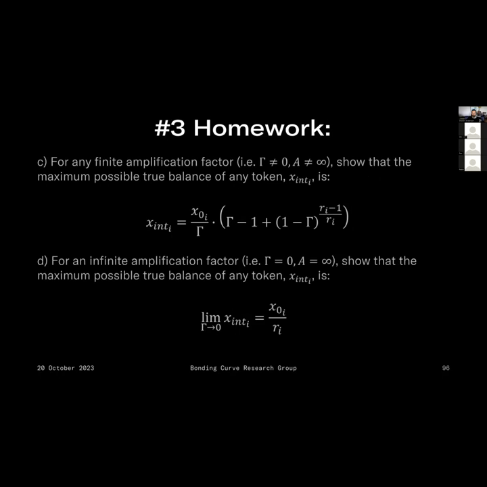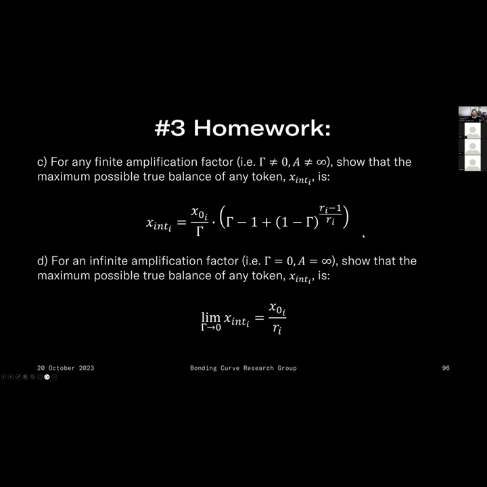The next set is to then deal with the intercepts. So show that for any finite amplification factor, meaning gamma is not equal to zero and A is not equal to infinity, the maximum possible true balance of any token is this x-intercept. And this is, like I said, slightly more challenging.